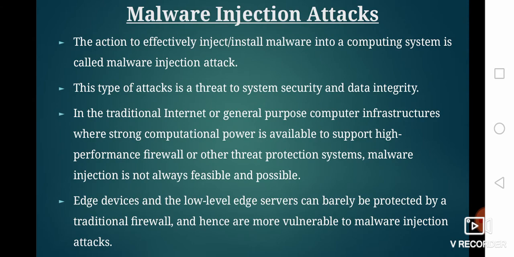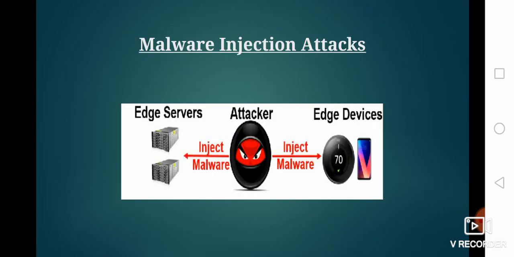And the next, the malware injection attack. Malware is injected or installed into a computing system. These types of attacks are a threat to system security and data integrity. If the computational power is available up to high performance, then malware injection is not always feasible or possible. Edge devices and the low-level edge servers can only be protected by a traditional firewall and hence are more vulnerable to malware injections. And this is how the attacker attacks the edge devices and the edge servers by injecting malware into the devices.